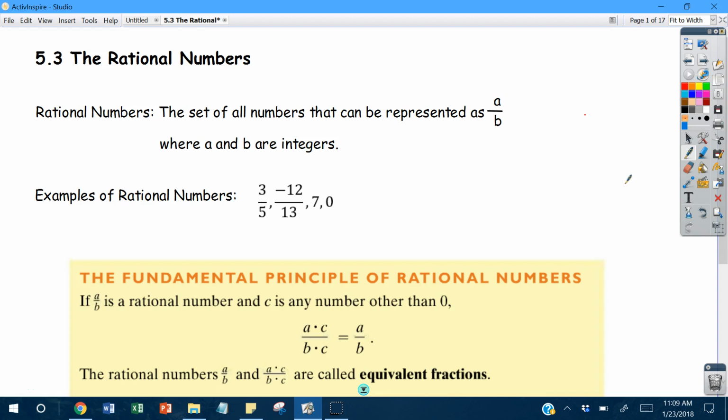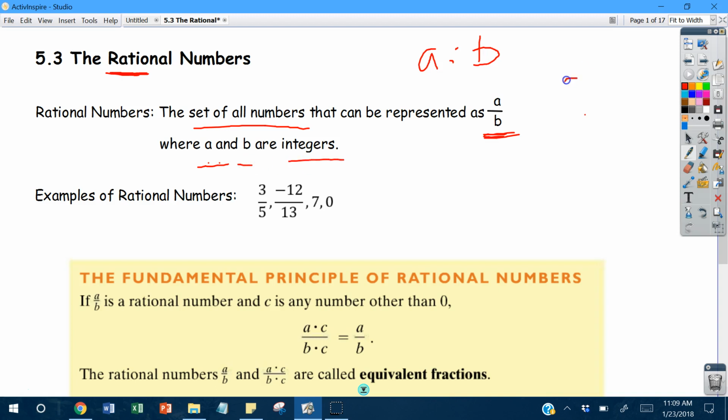So the rational numbers get their name from this word up here that's in the name, the word ratio. And a ratio can be written as one number divided by another number, or we can write ratios using a colon. It expresses some sort of relationship between two numbers. So the rational numbers are the set of all numbers that can be represented as a ratio, or as one number divided by another number, where those two numbers are integers.